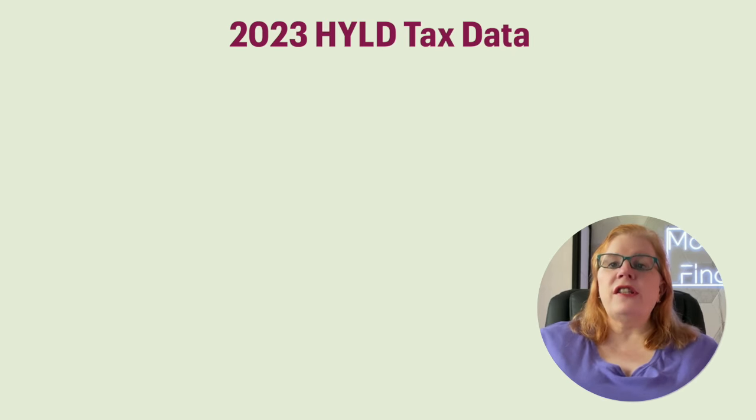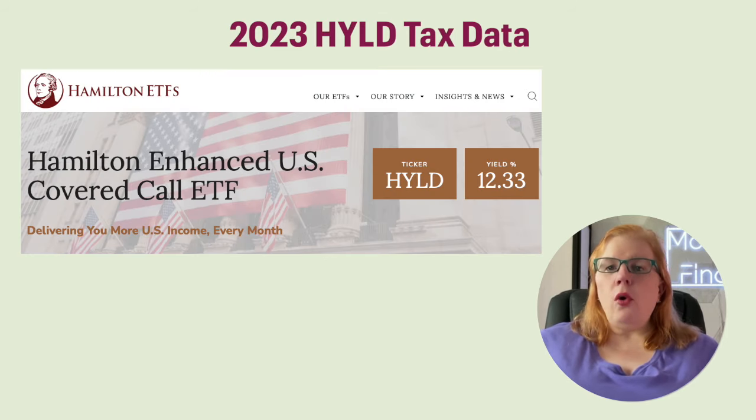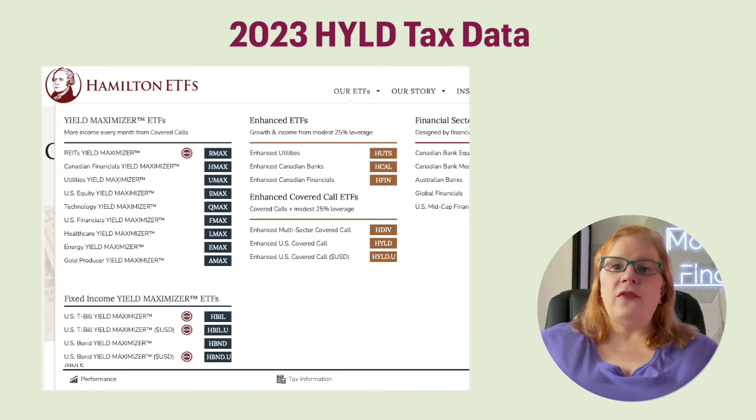In that very first example at the beginning of the video, we did look at HYLD. So let's take a look at them now. In this case, when you go to the ETF, there's no document section. So this is one of those ones that is actually a little bit trickier. With this one, you have to get to the tax information from the Our ETFs drop down.